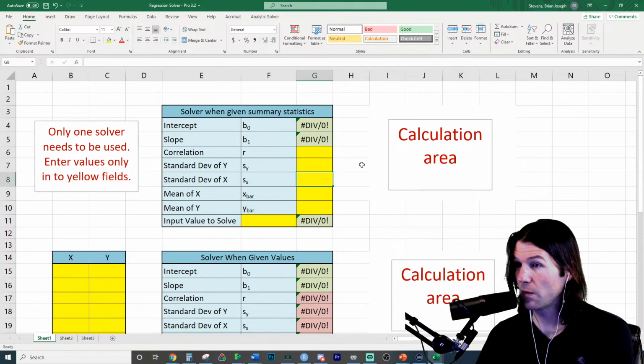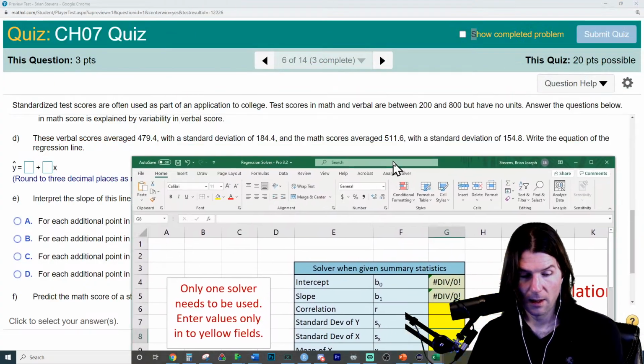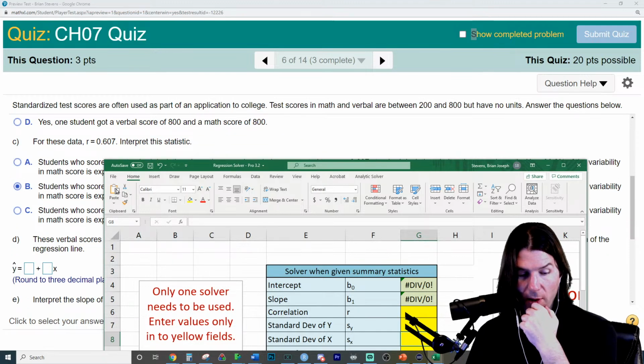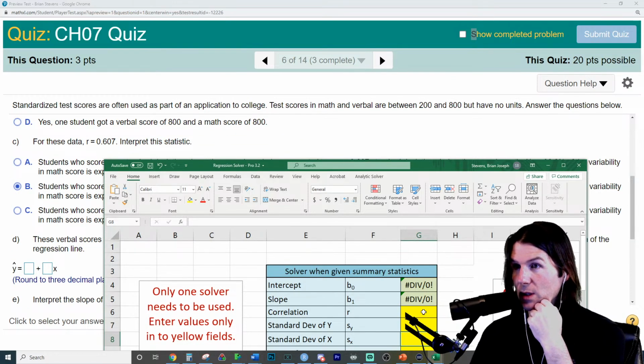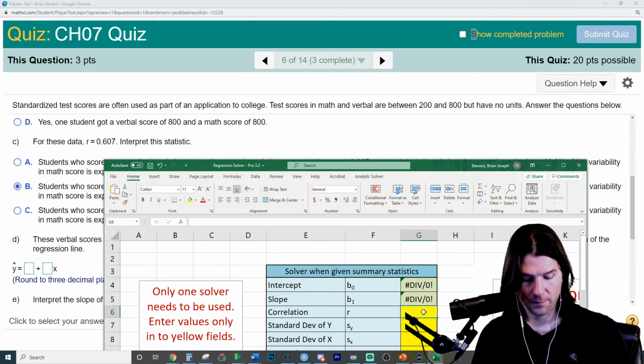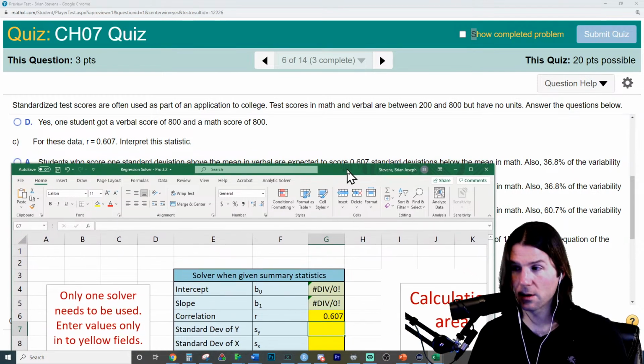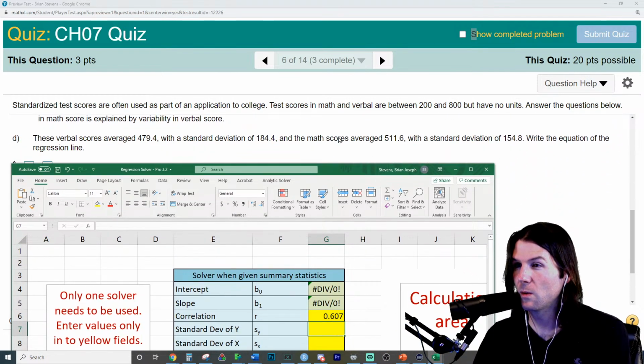Here's how the solver should look for entering in the summary statistics. Now, a lot of people don't realize this, but you've already been given the correlation. The correlation is right there at the top, 0.607. So there's the correlation. Move this over here a little bit. There's the correlation. Let's continue on.